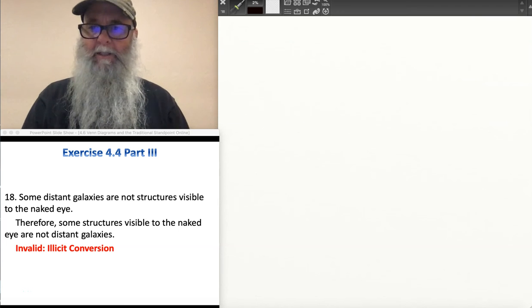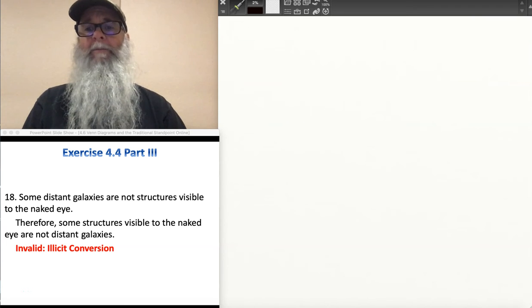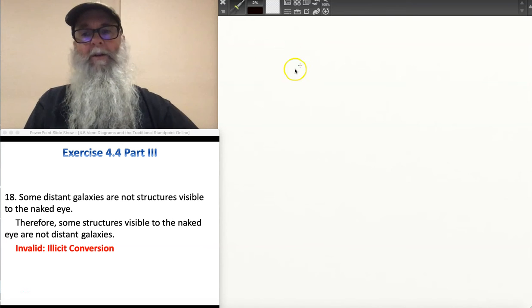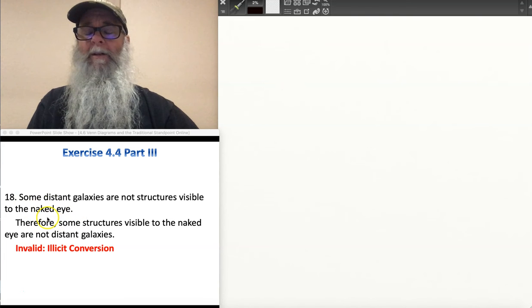All right, number 18. Some distant galaxies are not structures visible to the naked eye. Therefore, some structures visible to the naked eye are not distant galaxies. All right, so to solve this guy, we identify the conclusion first. Got a nice conclusion indicator there. So I know this is my premise, this is my conclusion.